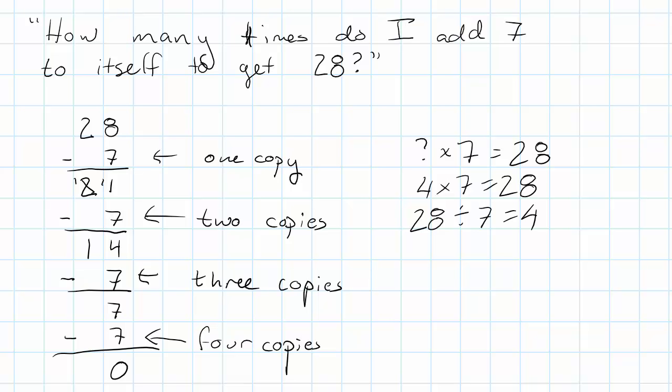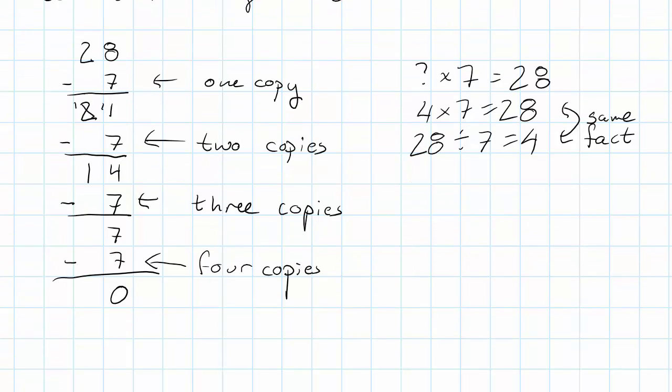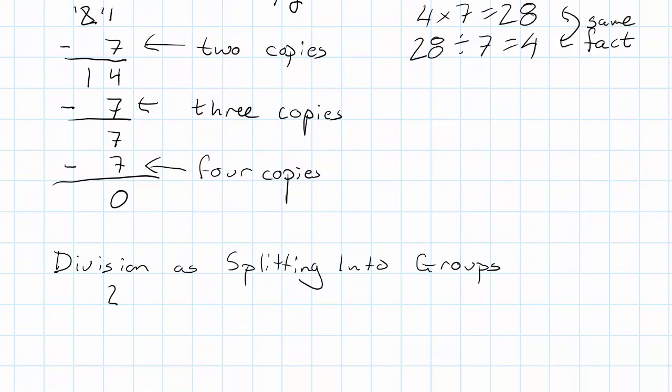If it happens that you already know that 4 times 7 is 28 as a fact, well, 28 divided by 7 is 4. That's the same fact. These two sentences express the same fact. We can also think of division as splitting up into groups. Still considering 28 divided by 7.